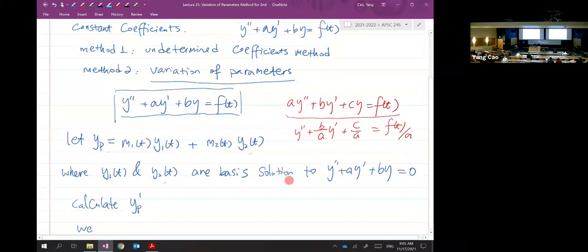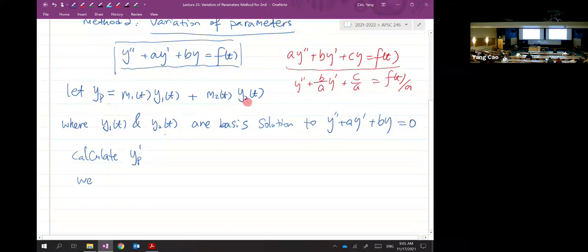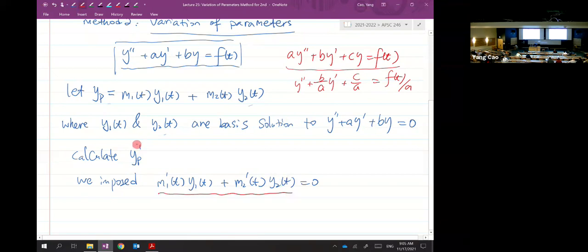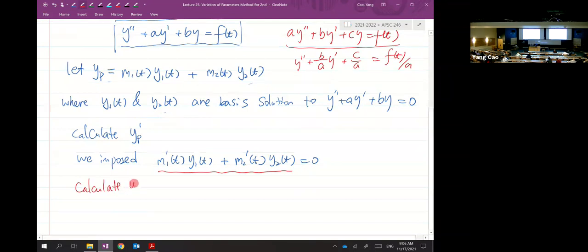Just a quick review here for those people online. This is what we did at the end of the previous lecture for variation of parameters. You let yp equal to this, and then you calculate yp prime. After you calculate yp prime, we imposed a condition: m1 prime times y1 of t plus m2 prime times y2 of t equals 0. This term is part of the expression for yp prime, so you forcefully let this term equal 0. So the yp prime term is less complicated, a little simpler. Once you impose this condition, you calculate yp double prime.